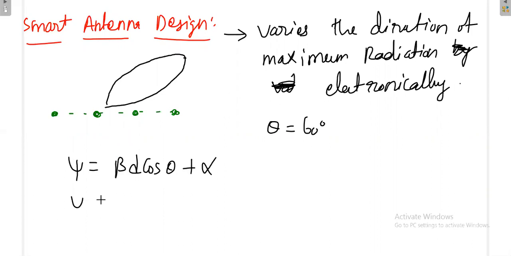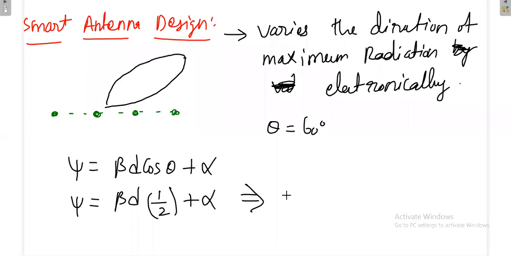Somebody tell me what is cos 60 degree? 1 by 2. And for maximum radiation psi has to be 0. Whatever may be the direction of maximum radiation, if you want the maxima of the main lobe, then psi has to be 0. Once psi is 0, this is beta d divided by 2 and this is alpha, then alpha is equal to minus beta d divided by 2.